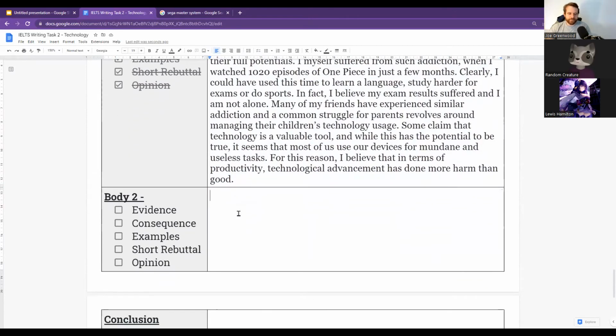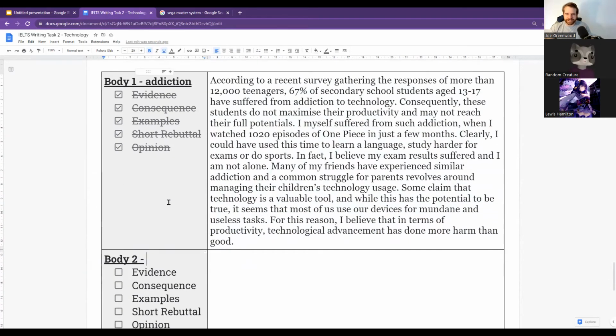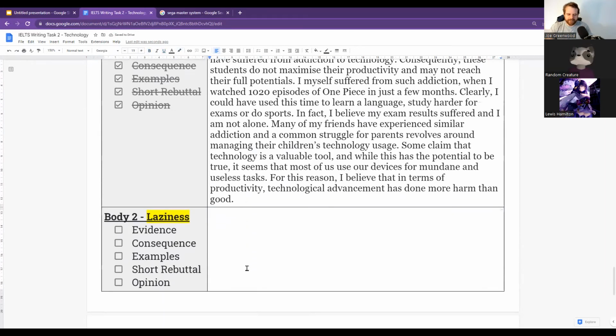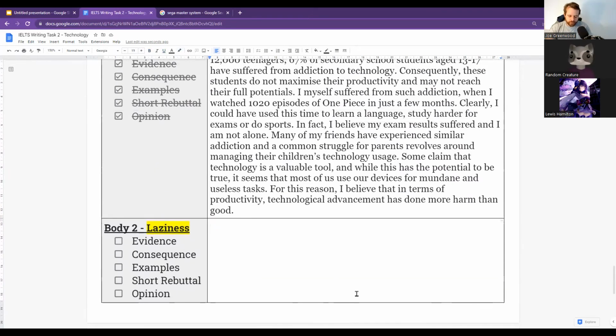Okay. Right, body paragraph 2. What's the topic of body paragraph 2? It's laziness. Yes, laziness. Oh my god. I can use you as an example for this one. Random creature. Okay, laziness. Right. Evidence. Okay. I'm going to go back to the learning tools.